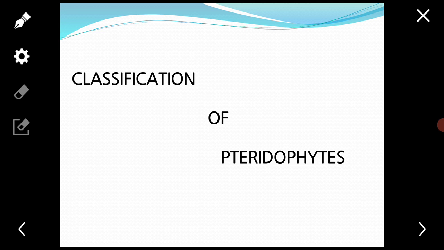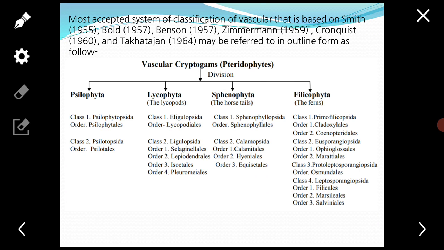Today we will study the next topic, that is the classification of pteridophytes. The most accepted system of classification of vascular plants is based on Smith 1955, Bold 1957, Benson 1957, Zimmerman 1959, Cronquist 1960, and Takhtajan 1964, which may be referred to in outline as below.